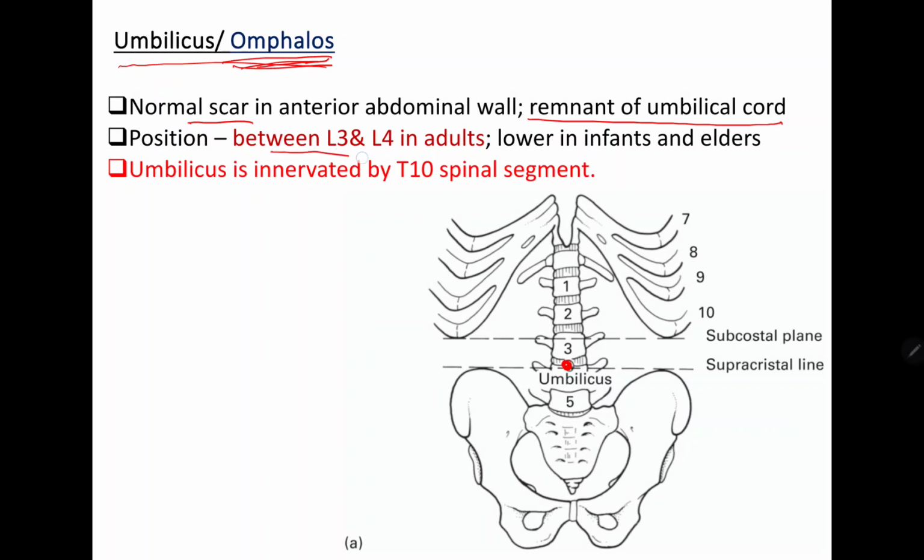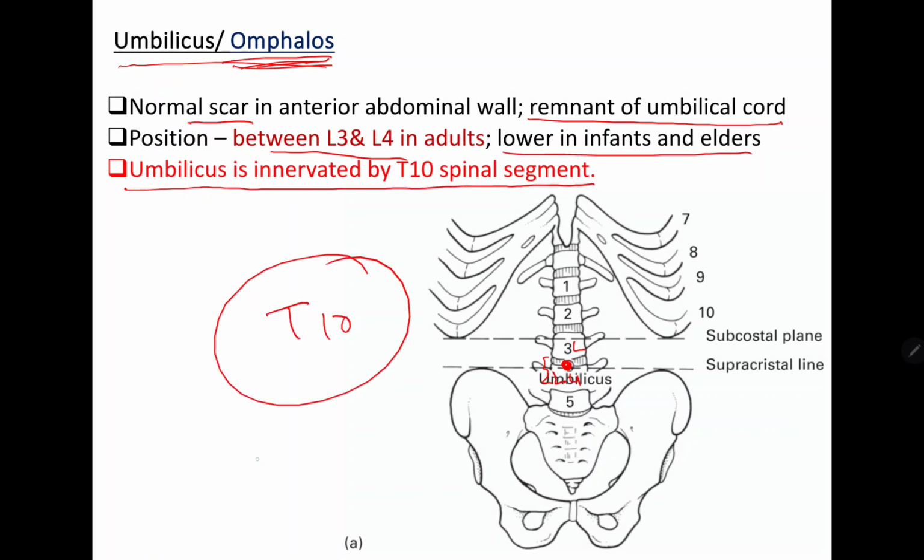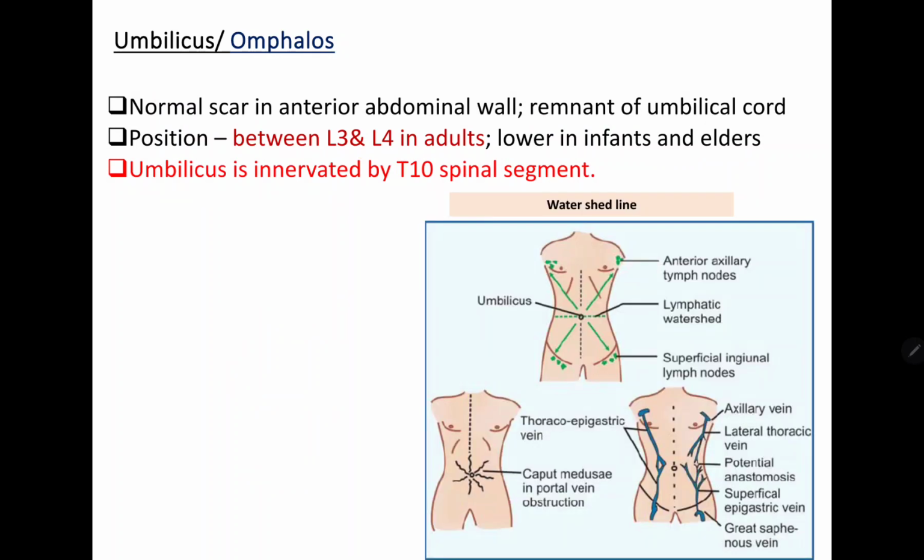Remember the position of the umbilicus in adults. It is present between L3 and L4. You can see the third lumbar vertebra, and here we have the fourth lumbar vertebra. It is lower in infants and in elders. One important point you should remember by heart: the umbilicus is innervated by the 10th thoracic spinal segment, T10. And the umbilicus is said to be a watershed line.